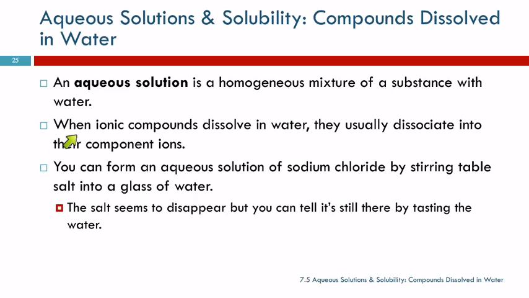What happens with ionic compounds when they dissolve in water is they usually dissociate or separate into their individual ions. Here's something you can try at home. You can form an aqueous solution of sodium chloride by stirring table salt into a glass of water. So you take a glass of water and put a spoonful of salt in it and stir it a little bit, and what happens to the salt? It seems to disappear. You can't see it anymore.